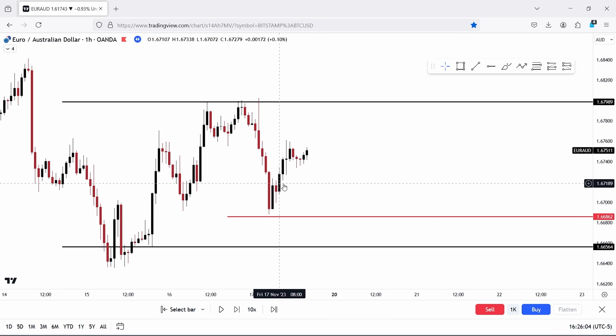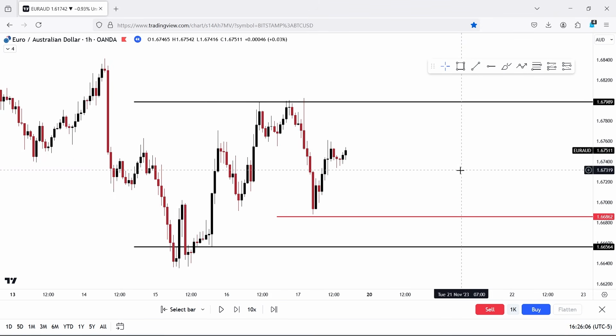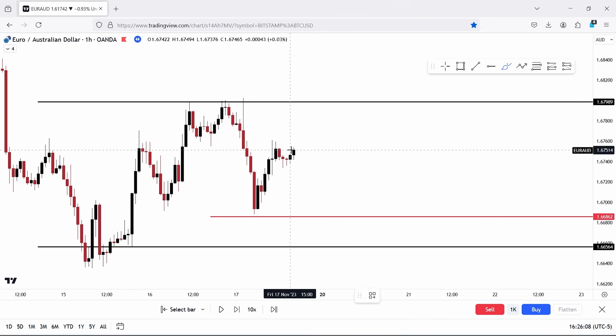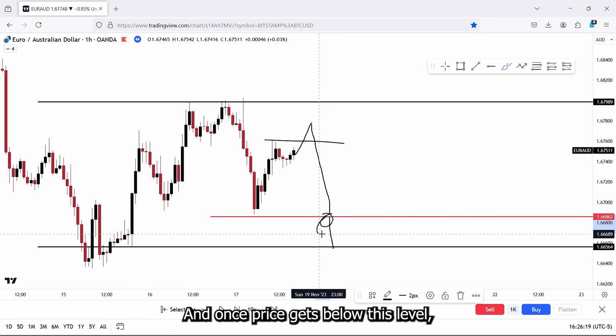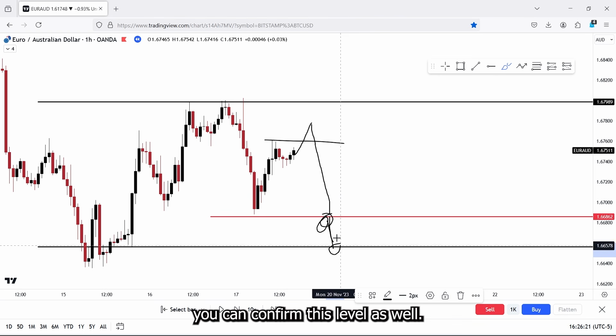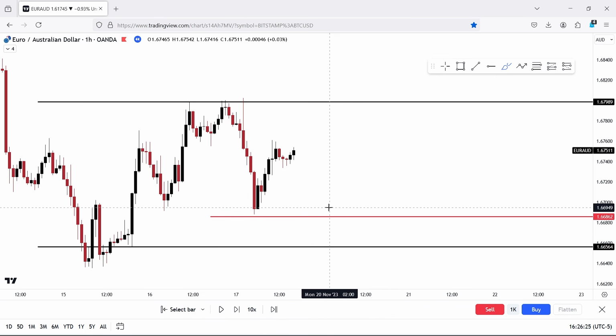So what is our instant external sweep? The goal here is for price to quickly grab liquidity. You have a swing high right here. Price grabs liquidity real quick and instantly targets your level. And once price gets below this level, you can confirm this level as well. So let's mark our liquidity.